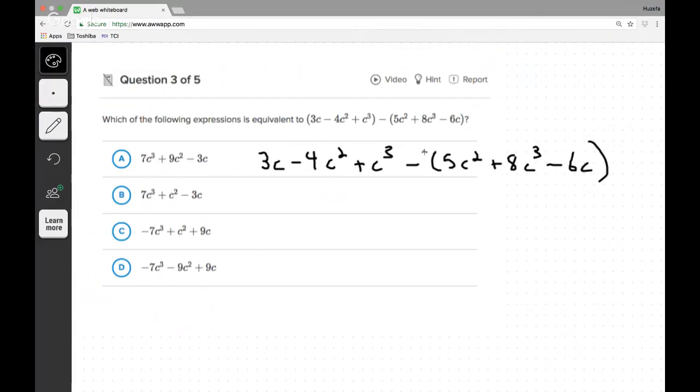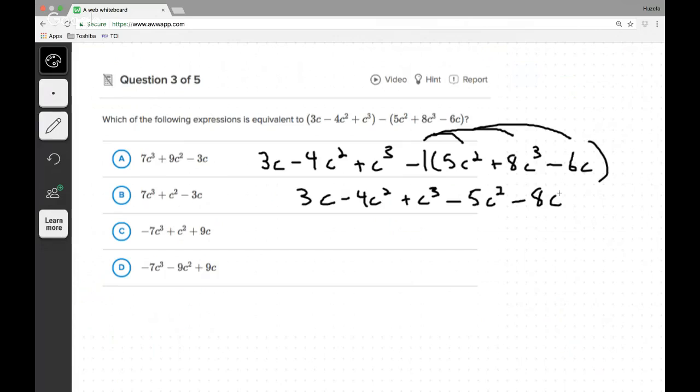This minus is really a -1. Just imagine a -1. So a -1 is actually multiplying this whole thing. So we got to distribute that here, here, and here. So now we got 3c minus 4c squared plus c cubed minus 5c squared minus 8c cubed plus 6c. And then it's the same thing. Then we're just going to look at common terms.